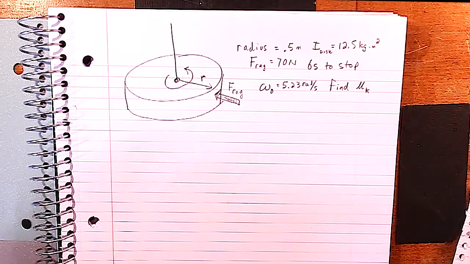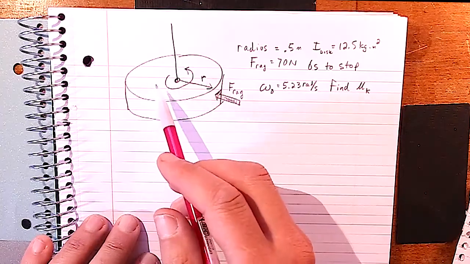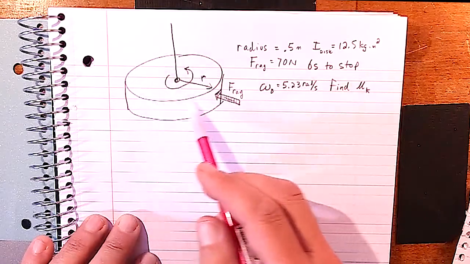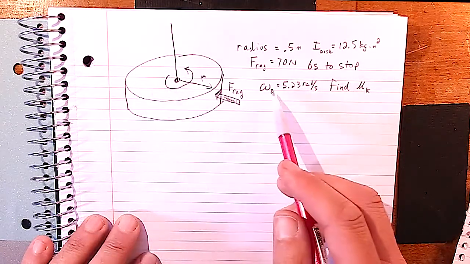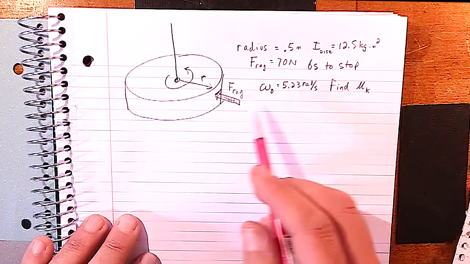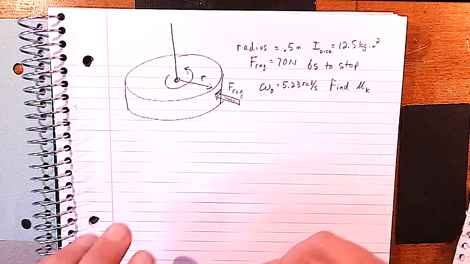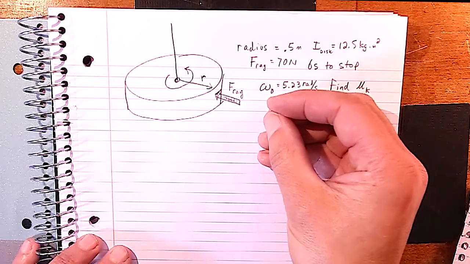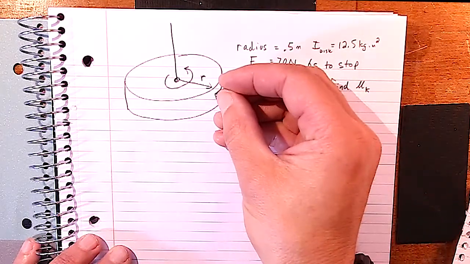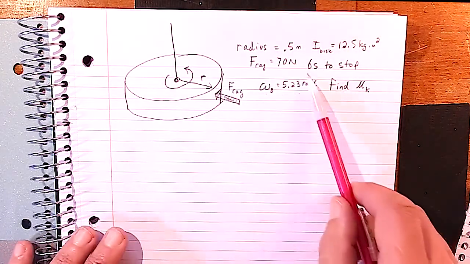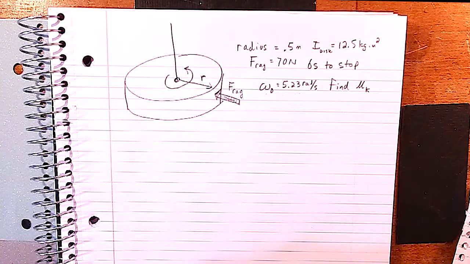This problem is a little bit tricky to understand, to sort of figure out what's going on in the problem. Essentially, you can think of a potter's wheel, and this potter's wheel is spinning, and it's spinning at 5.23 radians per second as it goes along. And then the potter takes a rag, and they push the rag up against the potter's wheel to slow it down. And it takes 6 seconds before it stops.